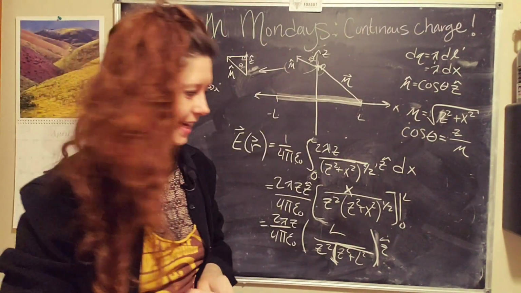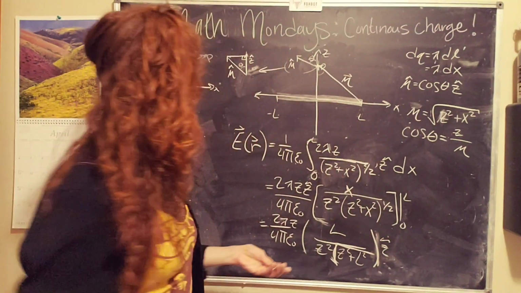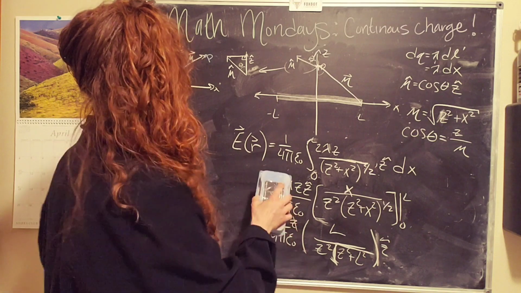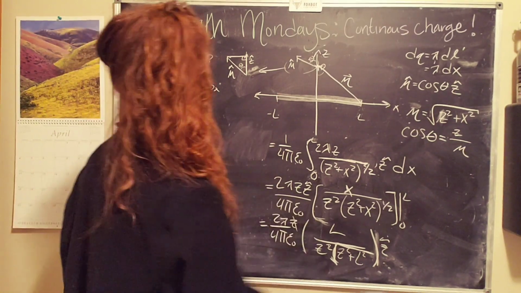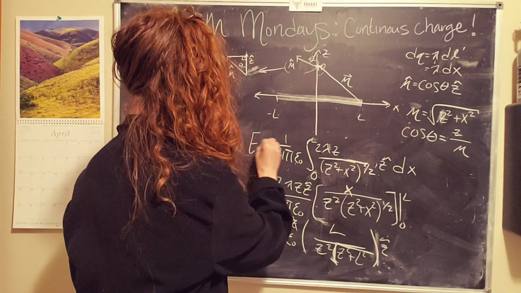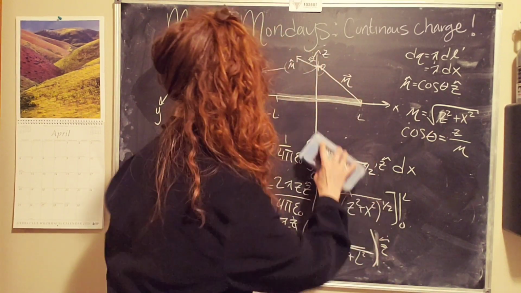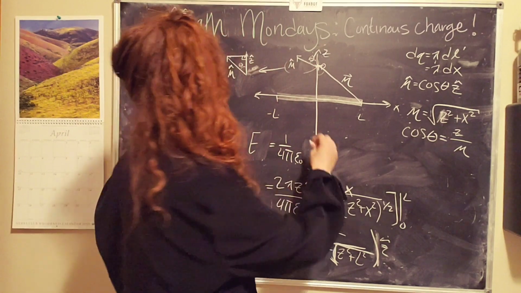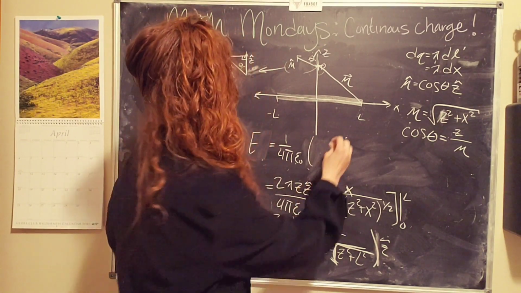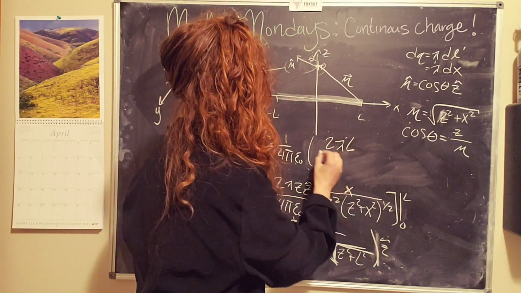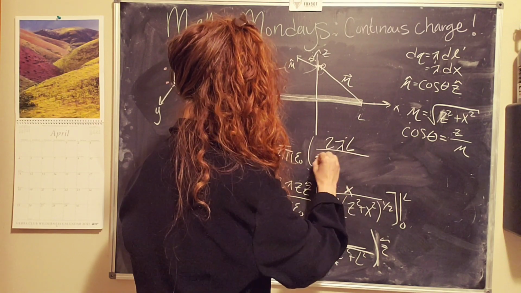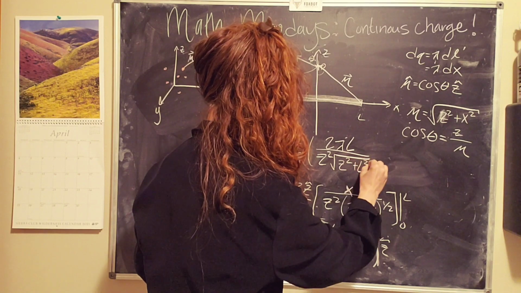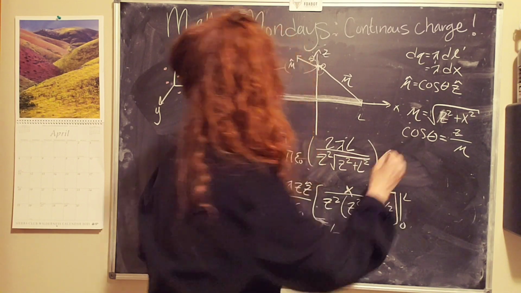Woo! We did it! Now we can simplify a little bit. This will cancel with that. And I am just going to write it up here. We're going to get the electric field. The electric field is 2 lambda L over z squared times the square root of z squared plus L squared in the z hat direction.